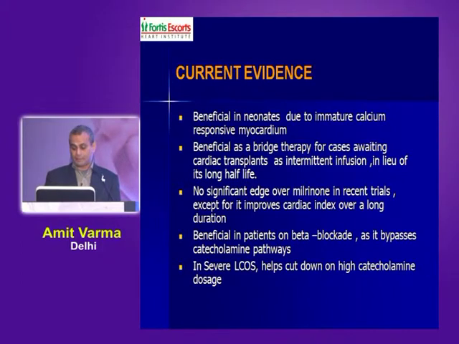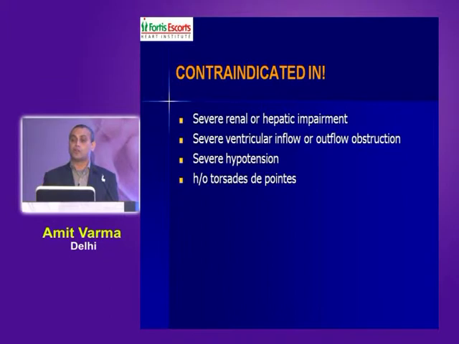It is beneficial in patients on beta blockade, and in severe low cardiac output syndromes, it helps cut down on high catecholamine use. Where would you not use levosimendan? In severe renal or hepatic impairment, severe ventricular inflow or outflow obstructions, severe hypotension, and history of torsades.